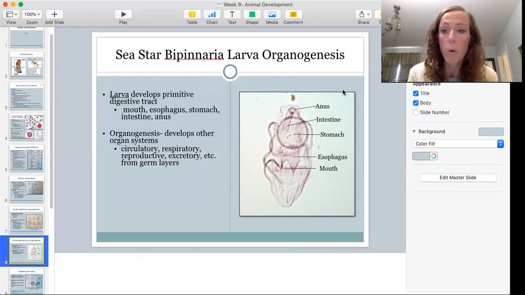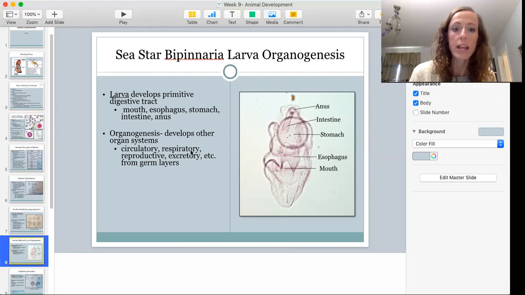Okay, but at this point you can make out the very beginnings of the digestive tract from mouth to anus, the entire way through. So we're going to start right here where you can see the mouth. There's an opening here, which leads to the esophagus, which is a tube that connects the mouth to the stomach. Okay, so this is the stomach. And then if you can see, there's another tube here. This is the intestine, which connects the stomach to the anus. Again, so we've got mouth to anus. The entire digestive tract has formed, and this is characteristic of the larval stage for sea star.